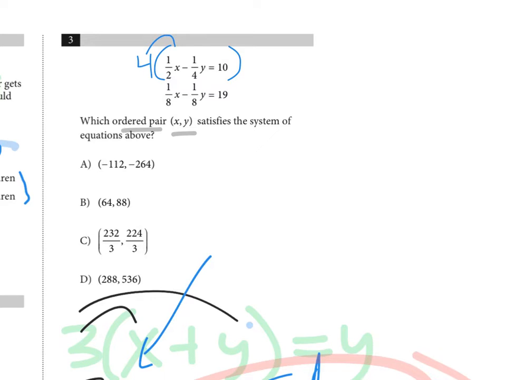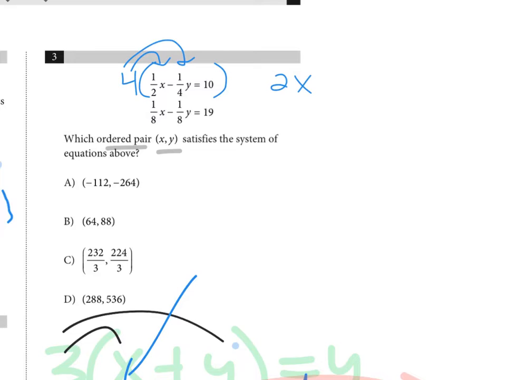Well, 4 times a half x, well, half of 4 is 2, so that's going to become 2x. 4 times negative a quarter y, well, the 4 and the 4 cancel, so you're just going to be left with negative y, and then 4 times 10 is 40. The second equation, I'm going to multiply it by 8, which is the lowest common denominator.